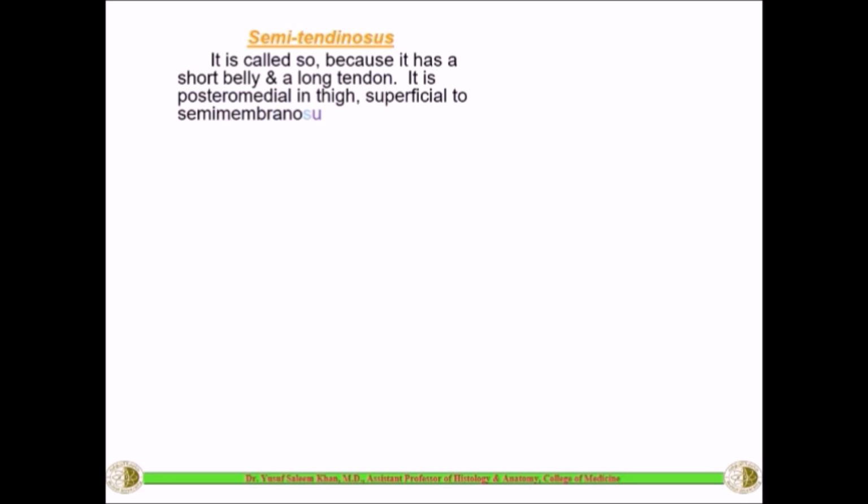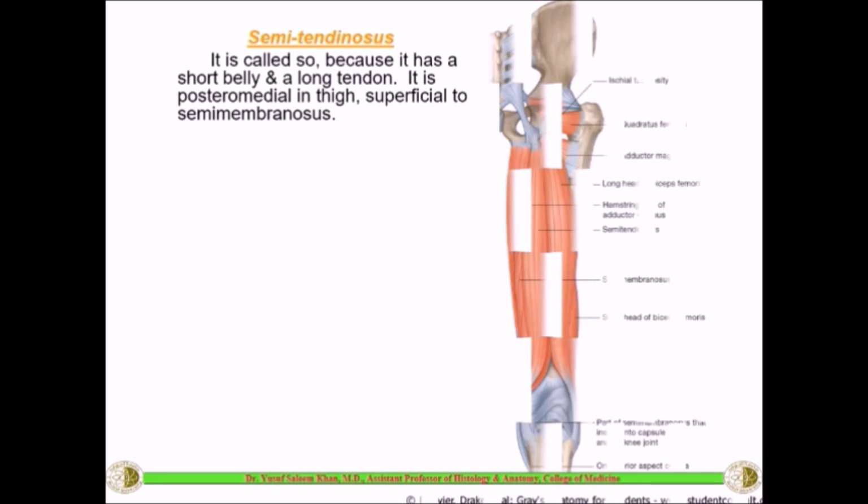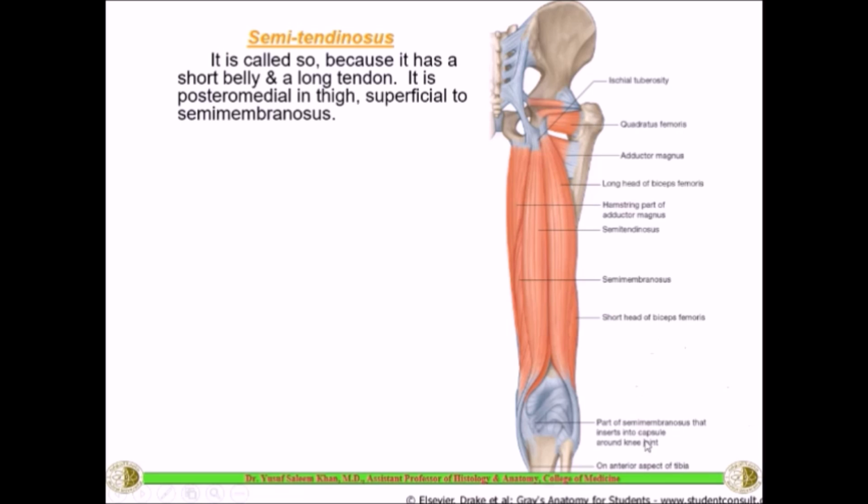This is called so because of a long tendon and a short belly. If you see this muscle here, you can see a long tendon. Actually, it should be still longer. It will have a very long tendon and a short belly. Here the belly has been shown much larger, but the belly will be much smaller actually, and it will have a long tendon. So depending on the shape of this muscle with a small belly and a long tendon, that's what is called semitendinosus.